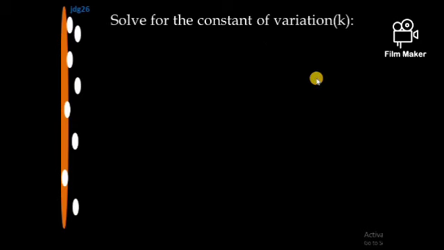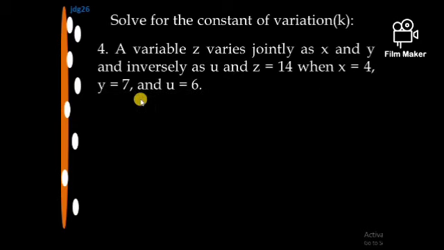Example number 4. A variable z varies jointly as x and y, and inversely as u, and z equals 14 when x equals 4, y equals 7, and u equals 6. So, kung titingnan natin, ang daming given. So, isa-isahin muna natin. Solution. The same step tayo.